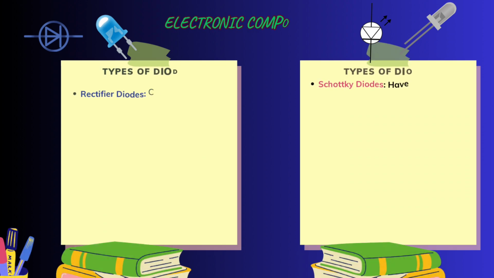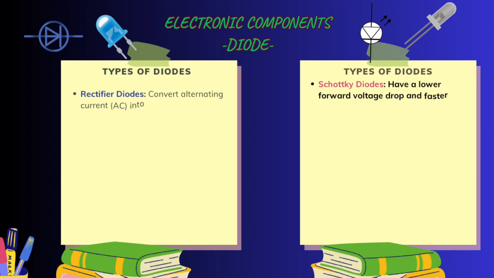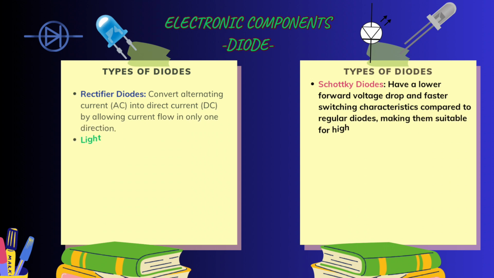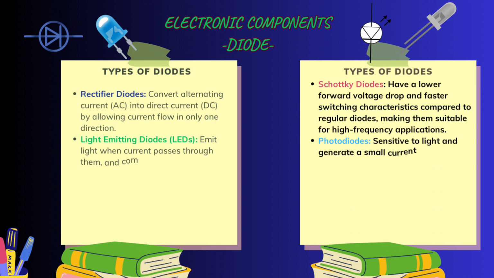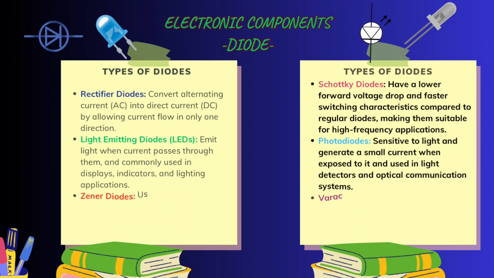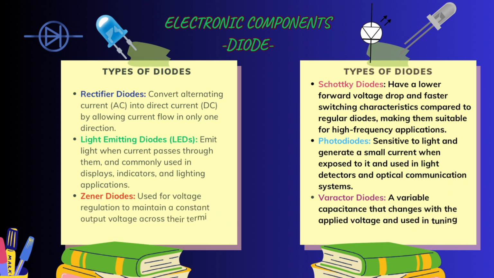What about the types of diodes? How many types of diodes are available? There are six types of diodes mentioned here. The first one is Schottky diodes. The second one is photodiodes. The third one is varactor diodes. The fourth one is rectifier diodes. The fifth one is light emitting diodes, or LED. And the sixth one is zener diodes.